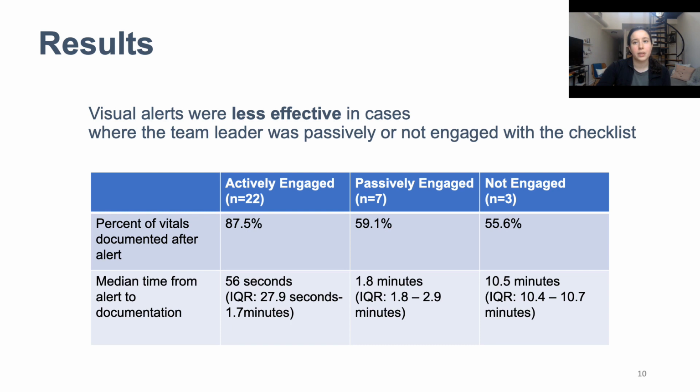We found that alerts were less effective in cases where the team leader was passively or not engaged with the checklist. When the leader was passively engaged with the checklist, they were holding the checklist, but not actively using it when the alerts were triggered. For example, they might have been talking to a team member or watching the examination. In the not engaged category, leaders had set the checklist down to perform another activity, such as assisting with the examination or talking to the patient.